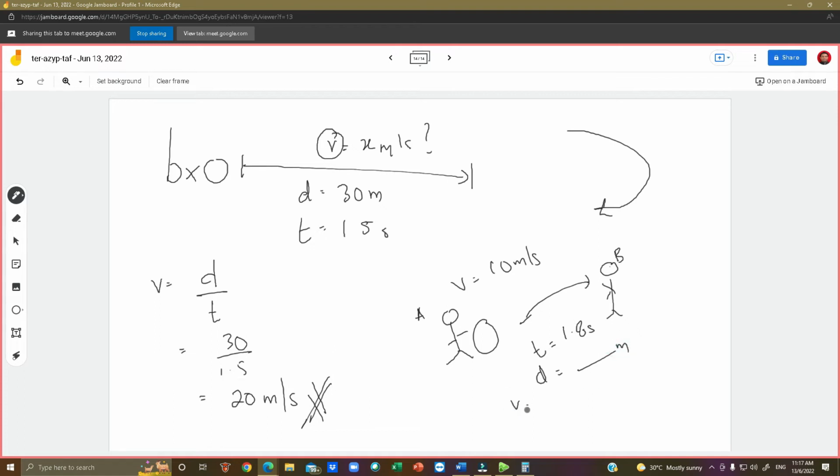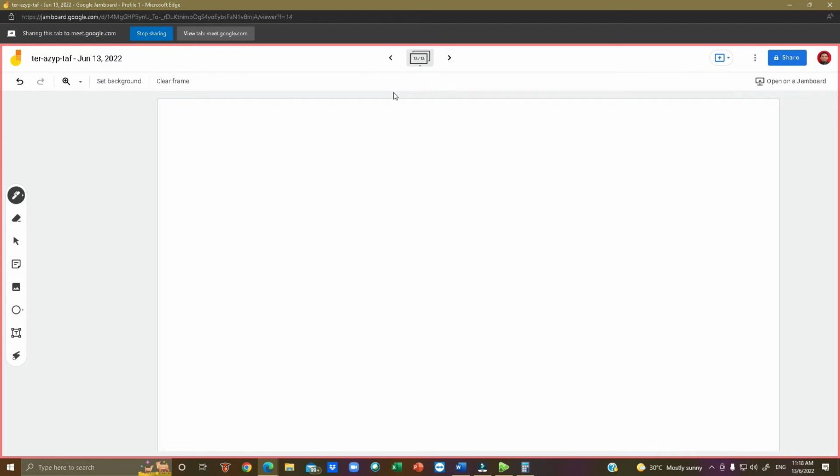Same formula. V equals distance over time. So we have V, 10, equals distance over 1.8. So if we want the distance, 10 times 1.8. So distance is 18 meter. This is one of the uses of velocity. Okay, velocity and distance.